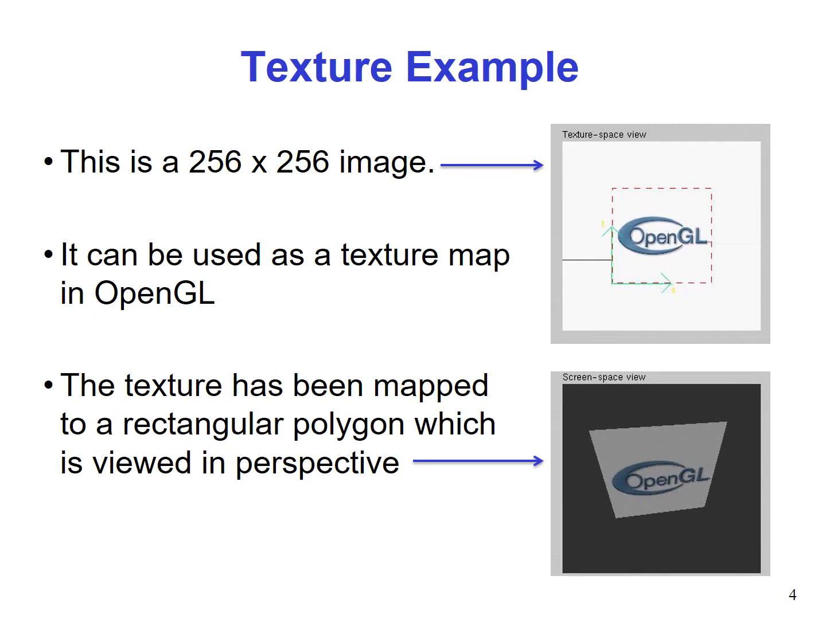Here is another simple example of mapping a simple texture, that is a 256 by 256 image, onto a square object in OpenGL and looking at the object from a perspective view. Hence, the closer part of the square looks bigger and the part that is further away from the camera looks smaller. The texture size also decreases accordingly in this direction.